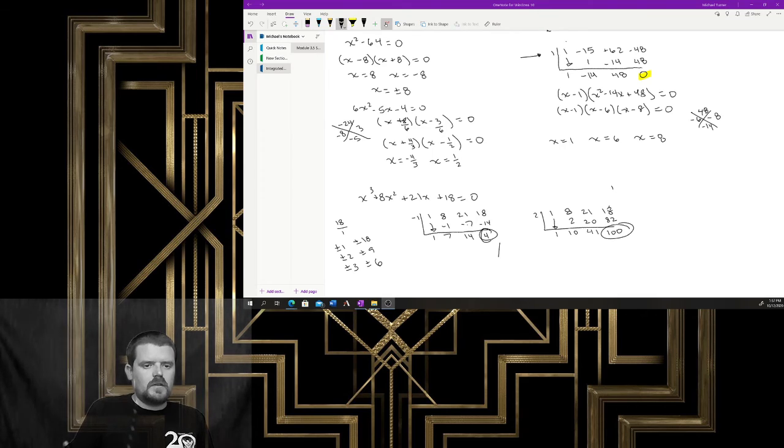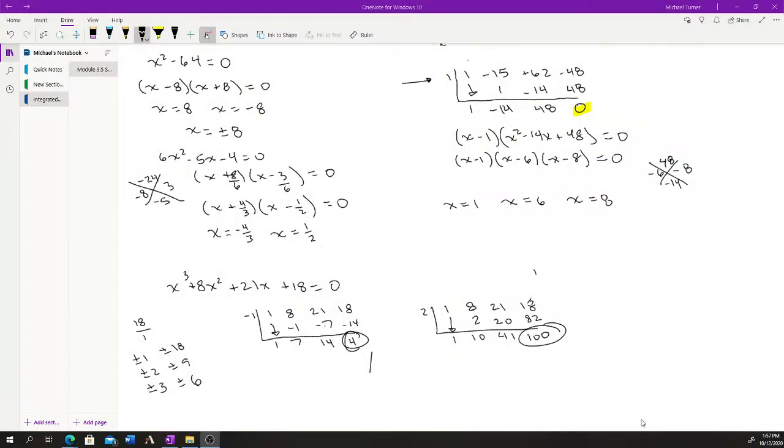So let's try a negative 2. So I'm going to plug in a negative 2, 1, 8, 21, 18. Bring down the 1. So we do negative 2 times 1 and add straight down. Negative 2 times 6, add straight down. Negative 2 times negative 9, there we go, add straight down. We got a remainder of 0, which is what we wanted, which tells me that negative 2 is a solution.